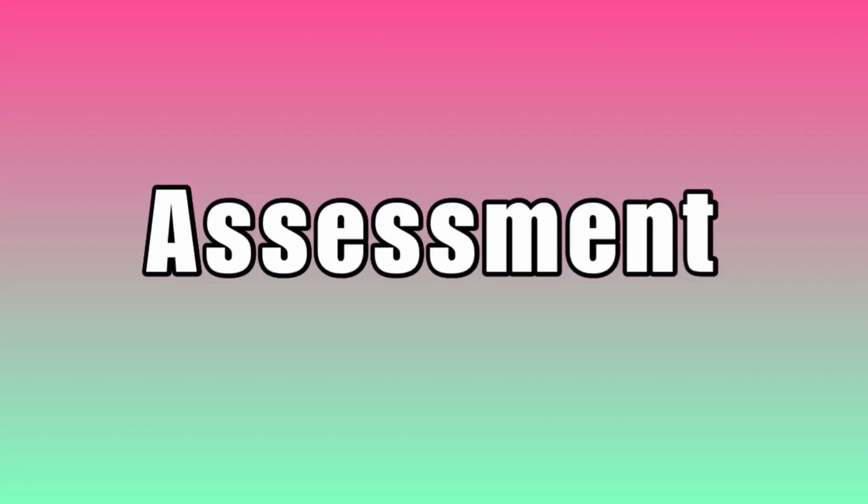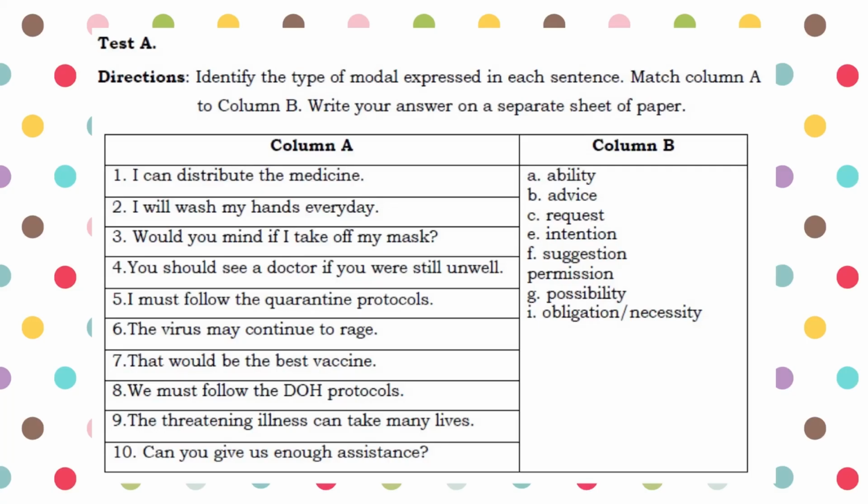Let's have the assessment. Test A. Direction. Identify the type of modal expressed in each sentence. Match column A to column B. Write your answer on a separate sheet of paper. In the column A, we have numbers 1 to 10. Number 1. I can distribute the medicine.